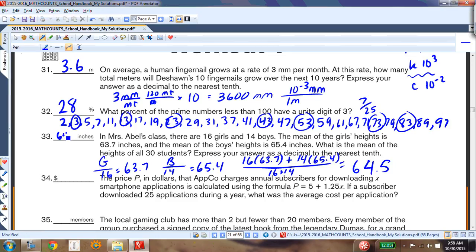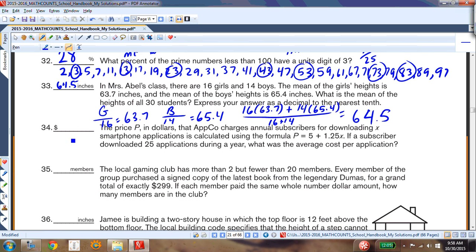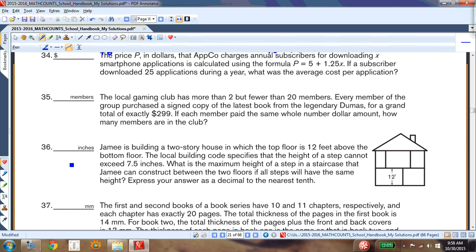The price P in dollars that APCO charges annual subscribers for downloading x smartphone applications is calculated using this formula. A subscriber downloaded 25 applications. What is the average cost per application?